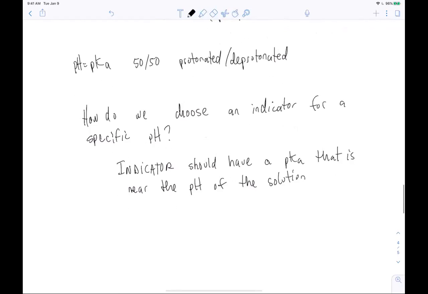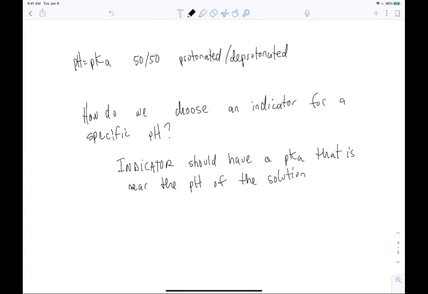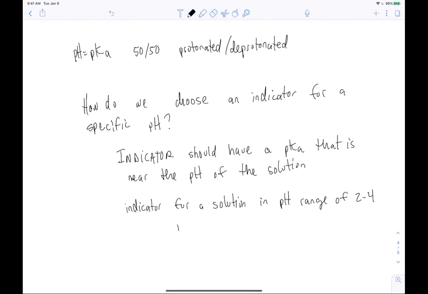of the solution. For example, I'd have to look at exactly, but if you want an indicator for a solution with a pH range of 2 to 4, you might take a look at indicators with a pKa of maybe around 3 or something.